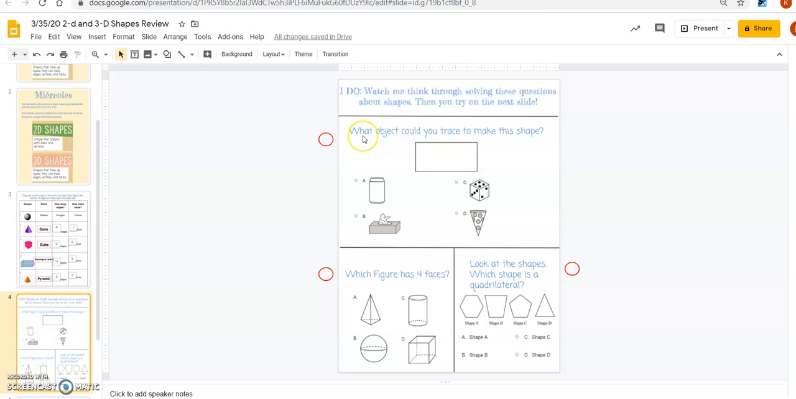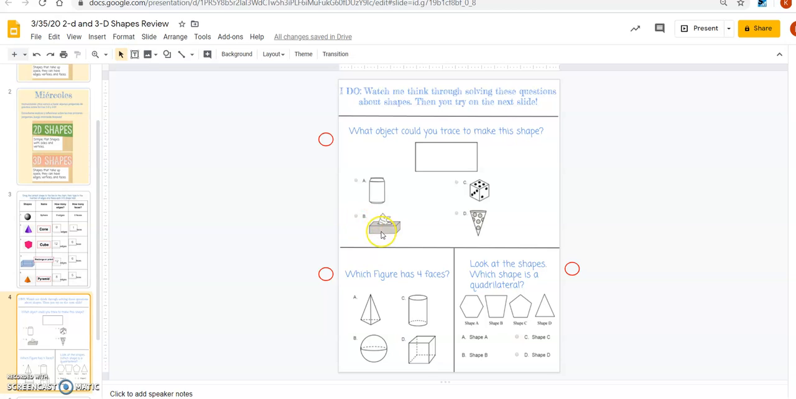Let's look at question number 1. What object would you trace to make this shape? Now this is a rectangle, so let me think this through. If I were to lay one of these things down flat on a piece of paper, which one of these would give me this shape? Let's look at A. That's a cylinder. A cylinder is made of 2 circles and then it connects in the middle. I know it can't be A because if I laid that down, I would trace a circle.